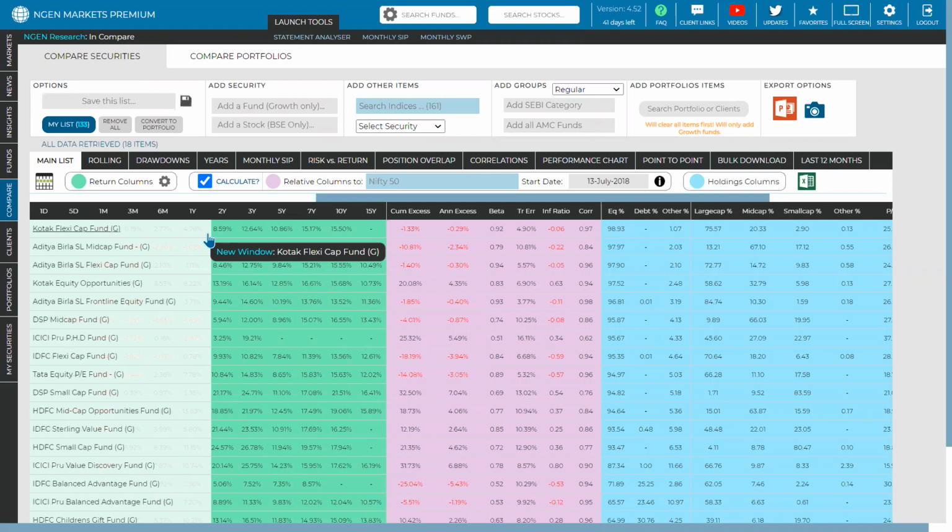There's a question saying, how do we get IDCW funds in the compare section? We don't support any dividend funds in the compare section, because the NAV doesn't capture the entire return. As you can see, when you add a fund in the compare section, it says growth only. The compare section only supports growth funds, not dividend funds, and that's why you won't find them there. If you still want to see it, you can search for the fund right at the top.